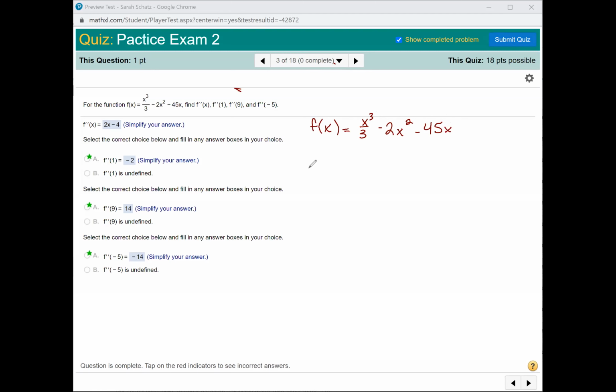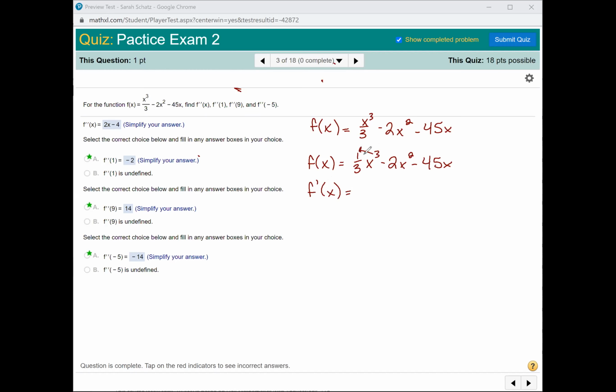Now, if it helps on this one, that x cubed over 3, you could go ahead and write that as 1/3 x cubed. If you want to separate the coefficient, it would be a 1/3 fraction. And then the rest, let's write the same. Now, you don't have to do that step, of course, but if it helps you see what's happening when you do the power rule, it can be helpful. So let's take the first derivative.